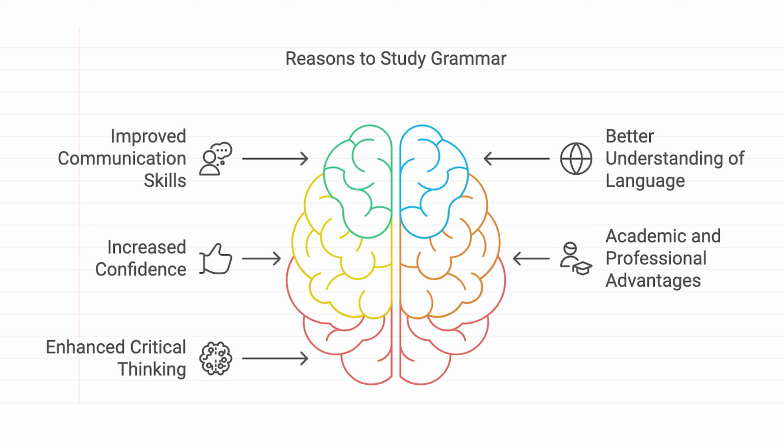4. Academic and professional advantages. In many academic and professional settings, good grammar is expected and can give you an edge. 5. Enhanced critical thinking. Analyzing grammar involves logic and problem-solving skills, which can improve your overall critical thinking abilities. Remember, the goal of studying grammar isn't to make you feel bad about mistakes, but to give you tools to communicate more effectively.